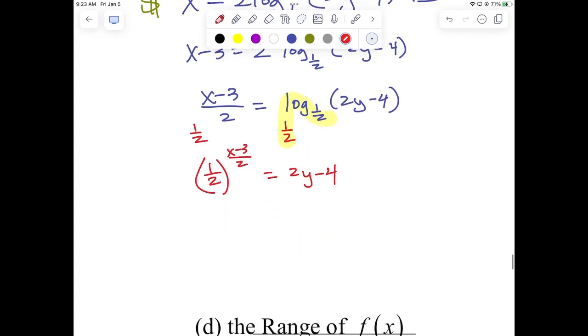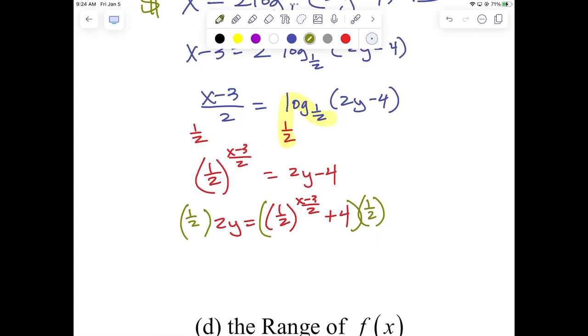All right, now it's algebra 1 time. I need to solve for y, so what do I do next? I add 4 to both sides, so I get 2y equals 1/2 to the x minus 3/2 plus 4. Notice I did a switcheroonie. I put my 2y on the left-hand side. And then the last thing I need to do is divide by 2. Instead of dividing by 2, because that's going to look ugly, I'm going to multiply both sides by 1/2. Is that the same thing?